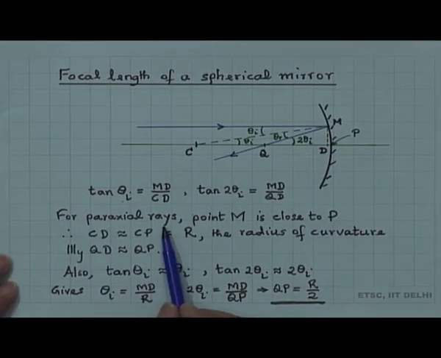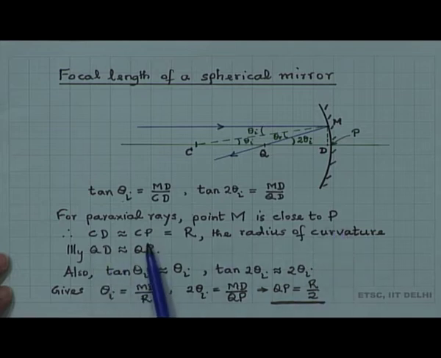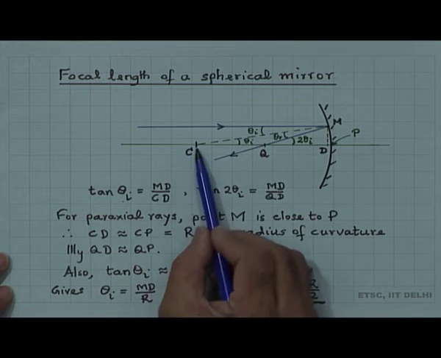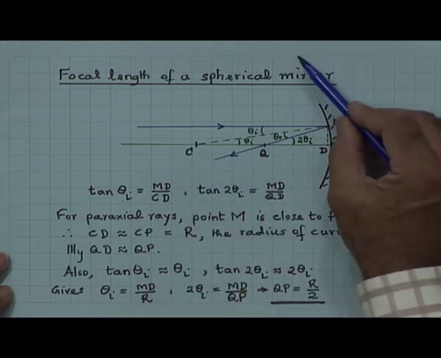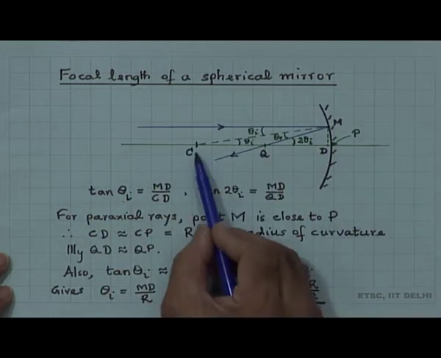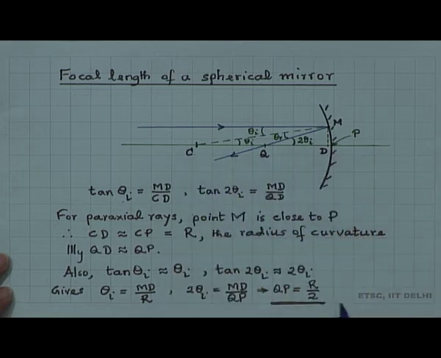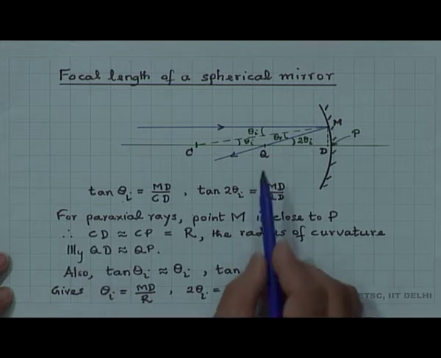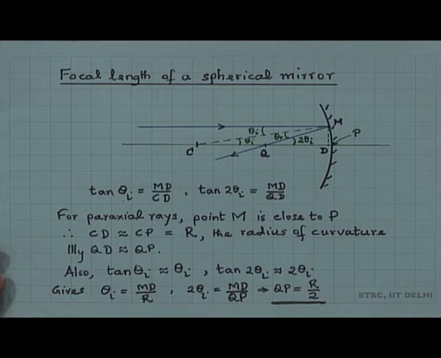So, for paraxial rays, point M is close to P, CD nearly equal to CP is equal to R, where R is the radius of curvature, because as I have already said, this is the center of curvature. The spherical mirror is part of a sphere and CP, that distance, is called the radius of curvature. Similarly, QD is nearly equal to QP.